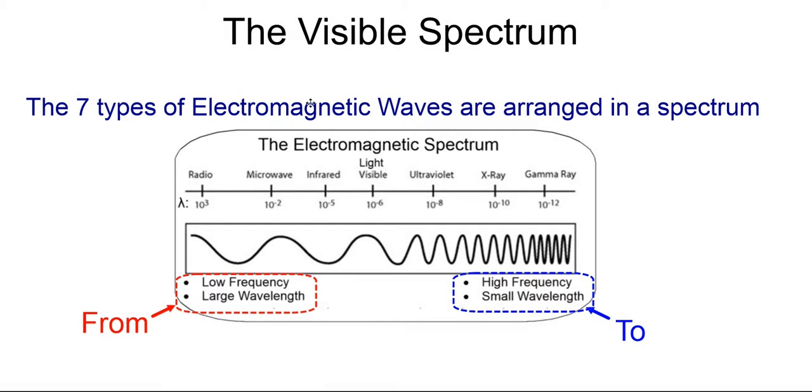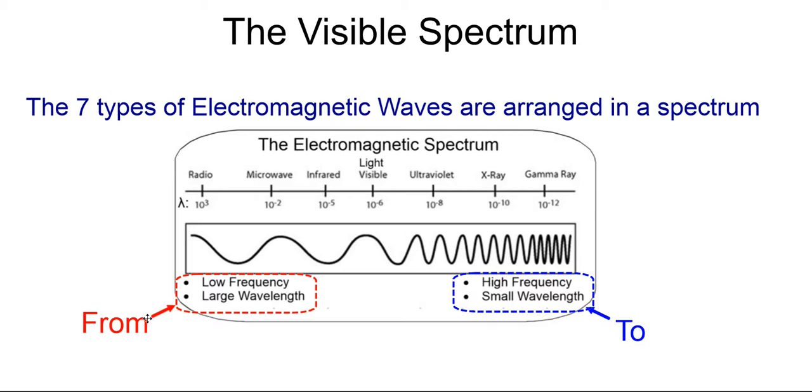In this video, we'll examine the visible spectrum, which is a smaller spectrum inside of this larger one, which we call the electromagnetic spectrum. Let's read about that here. The 7 types of electromagnetic waves are arranged in a spectrum, and that means in a certain order. So what is that order?